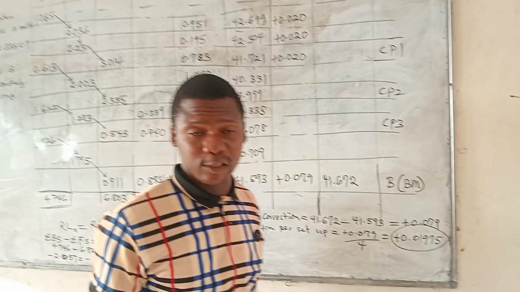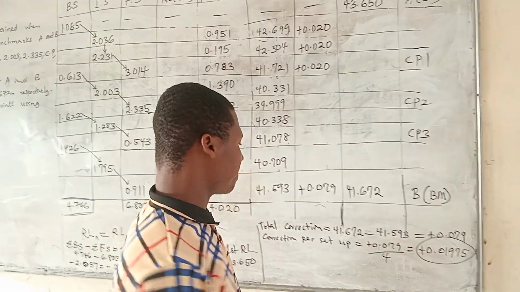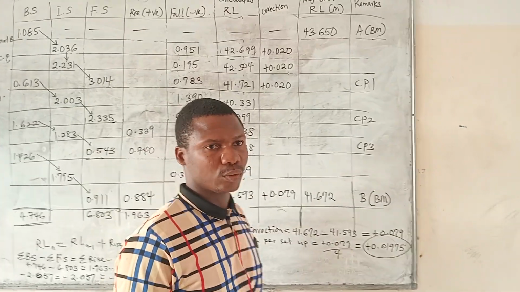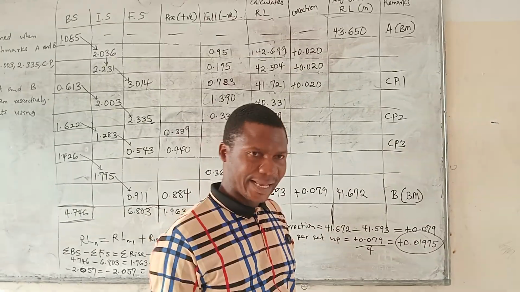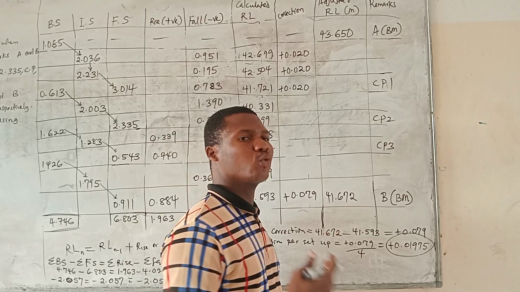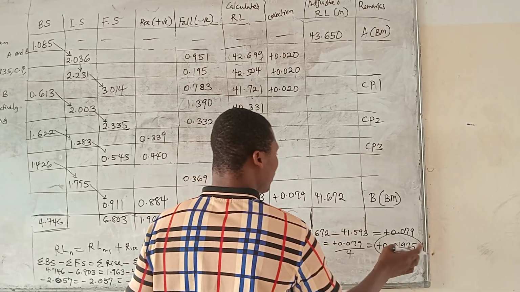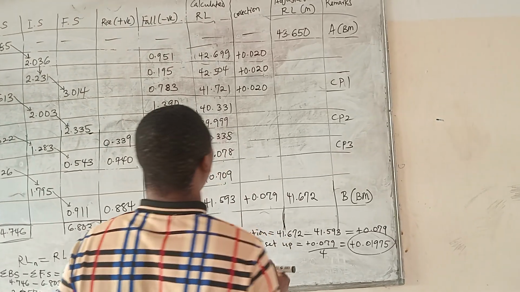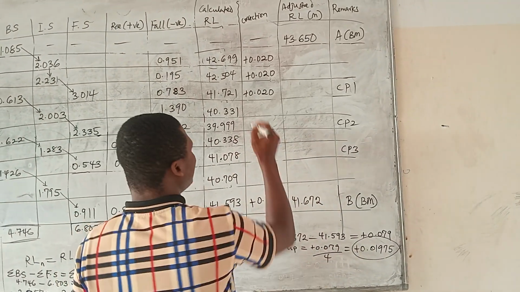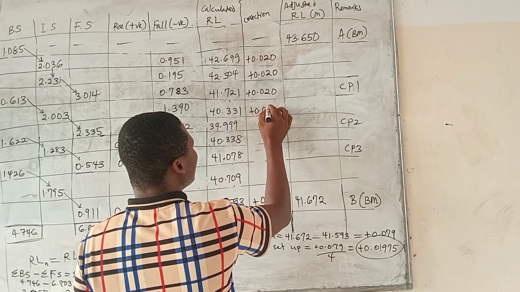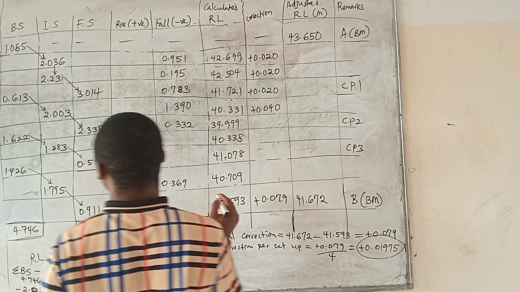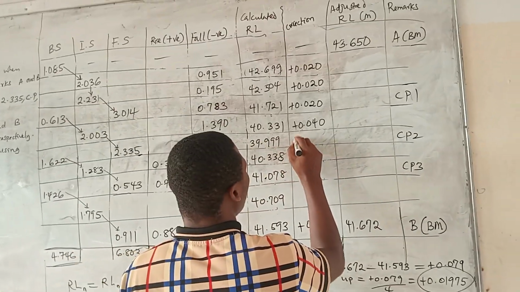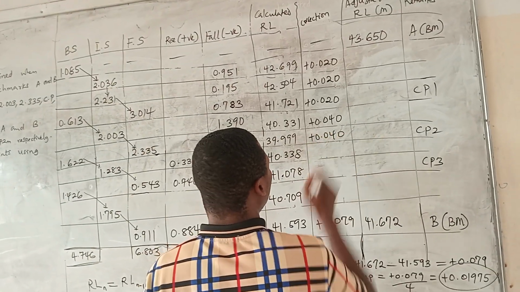What of the second setup? The correction there will be this correction multiplied by the setup number, by 2. For the third setup, it will be by 3. For the last, which is the fourth one, by 4. So if you multiply this one by 2, and you approximate it to 3 decimal places, we have plus 0.040. And the second setup actually ends here.